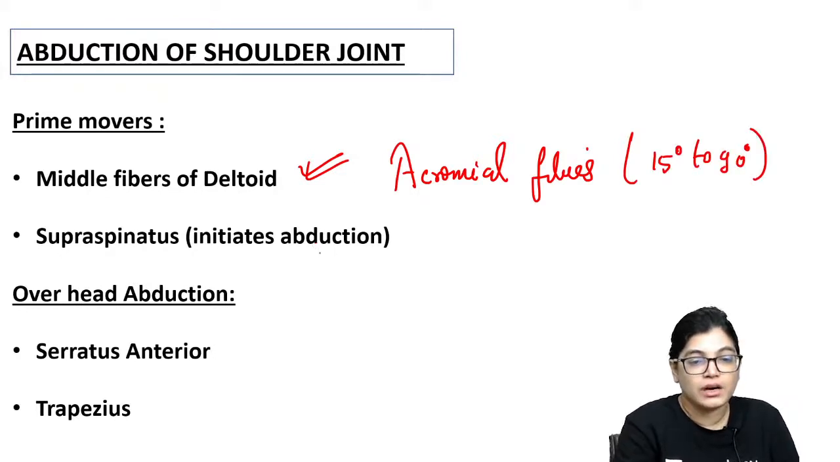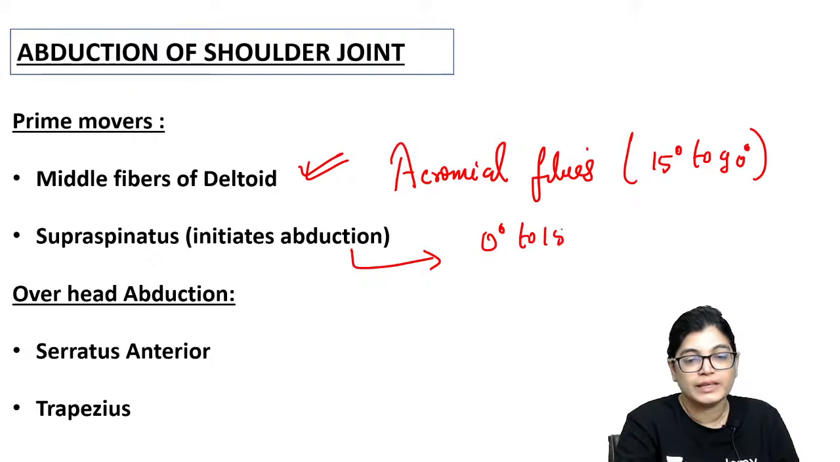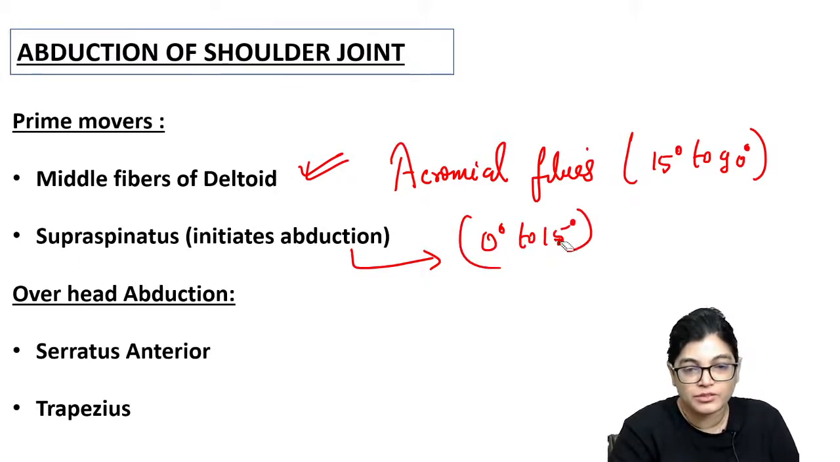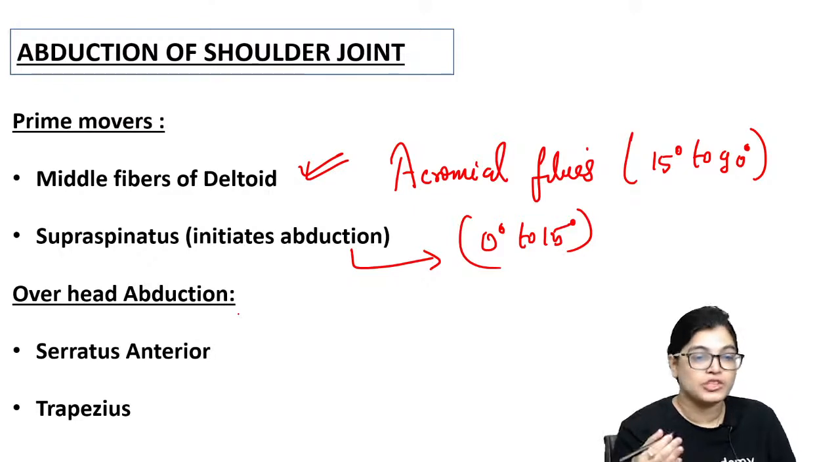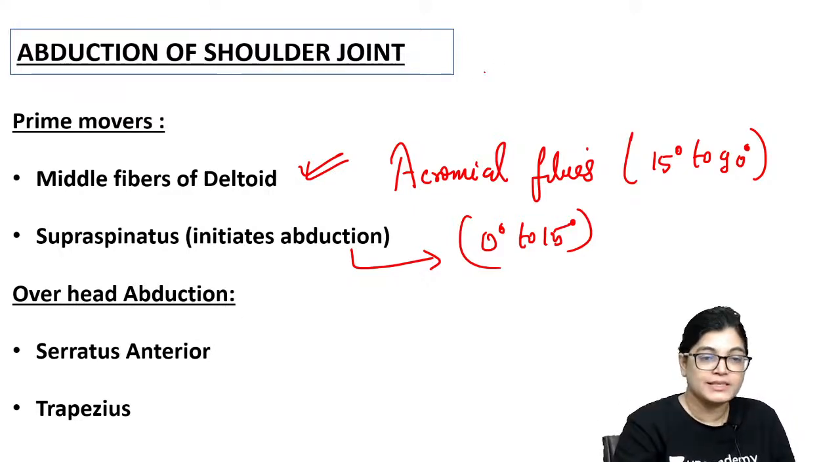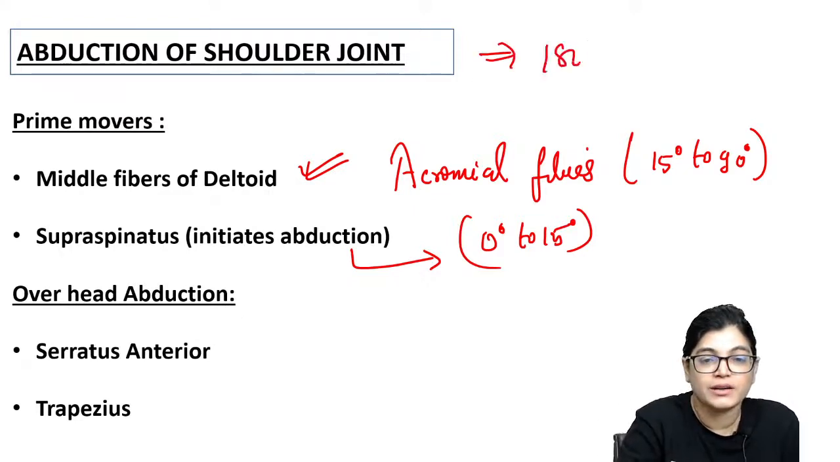Now the initiation of abduction is done by which muscle? Supraspinatus muscle, which performs 0 to 15 degrees of abduction. Overhead abduction means the abduction movement above 90 degrees. Actually, total abduction is done through how many degrees?